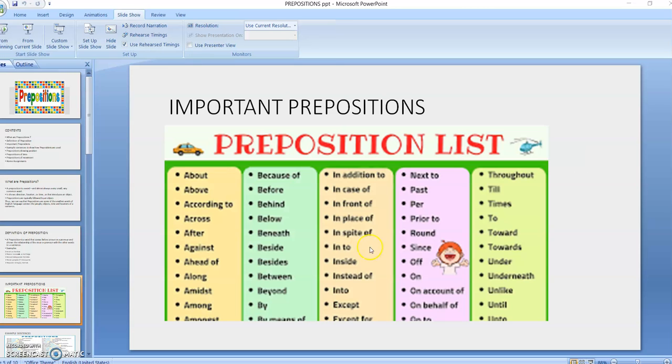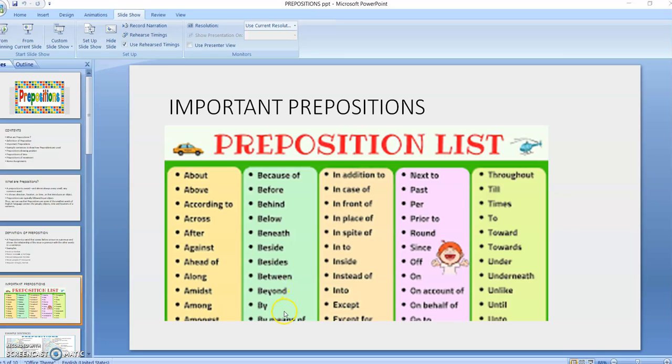Next, we discuss the important prepositions that are generally used in the English language. About, above, according to, across, after, against, ahead of, along, amidst, among, amongst, because of, before, behind, below, beneath, beside, besides. Now, children, these two words, there is only the difference of an S, but the meaning of both of these is totally different.